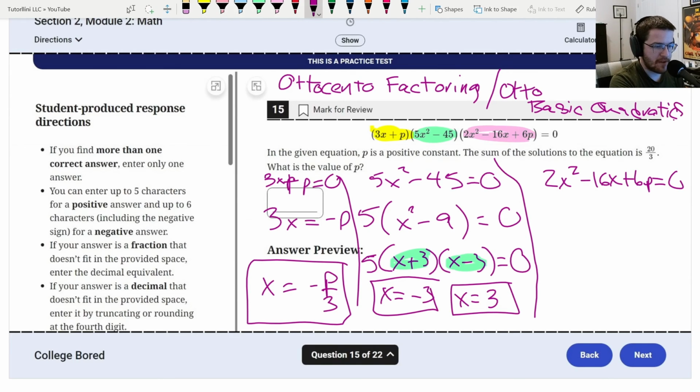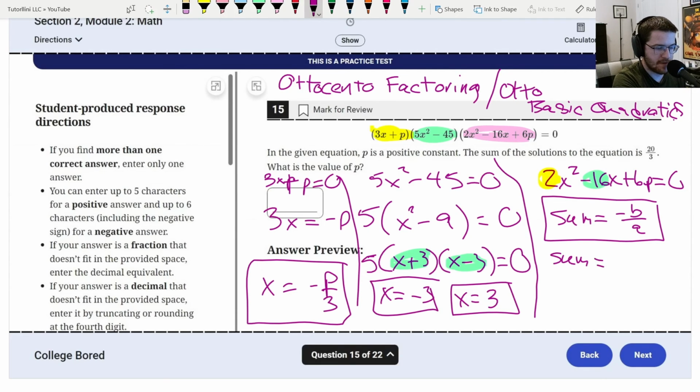All right, so we can find the sum of the solutions just for this factor by doing sum equals negative b over a. That's the formula you got to know. So b is negative 16 and a is 2. So we're going to do sum equals negative 16 over 2. So the sum is equal to 8.